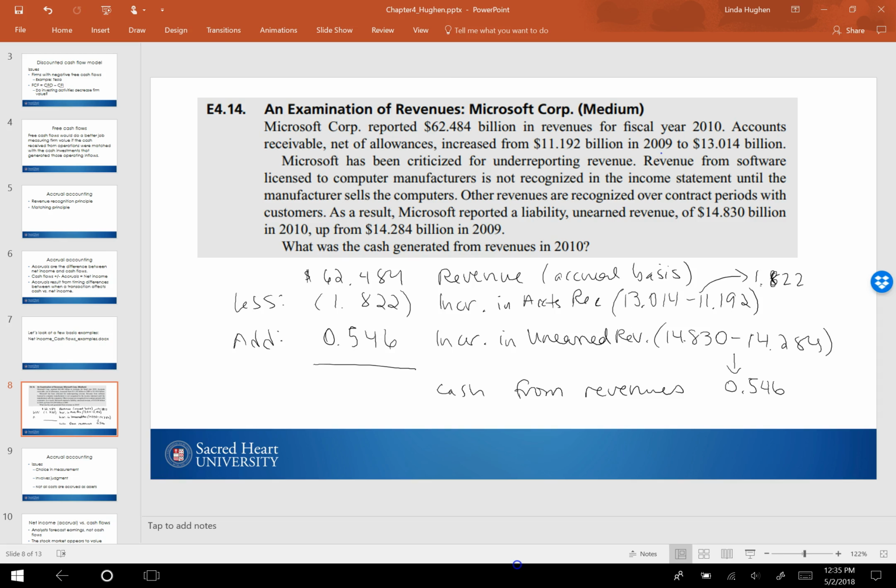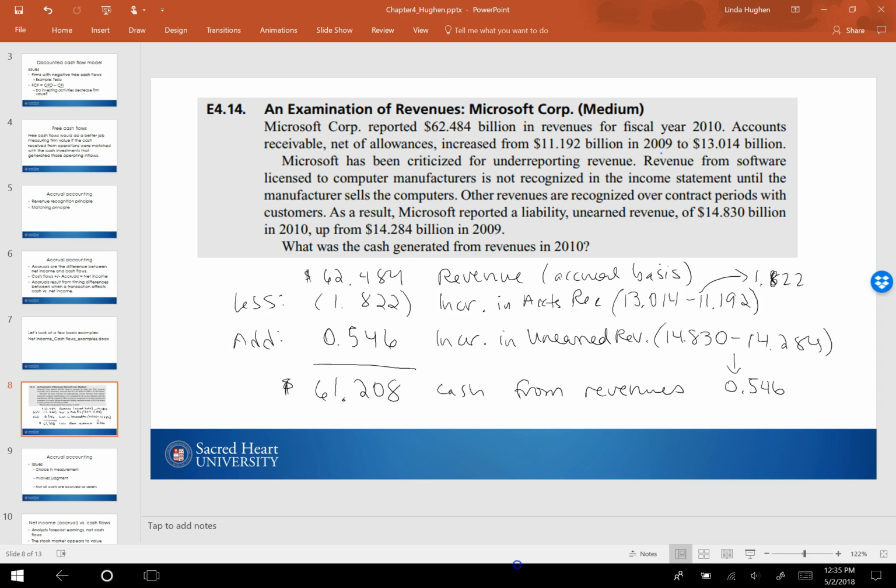Obviously, if there was a decrease in unearned revenue, we would subtract it. And if there was a decrease in accounts receivable, we would add that. And when we look at our adjustments now, we should come back to 61.208. That is how much cash we received from revenues.